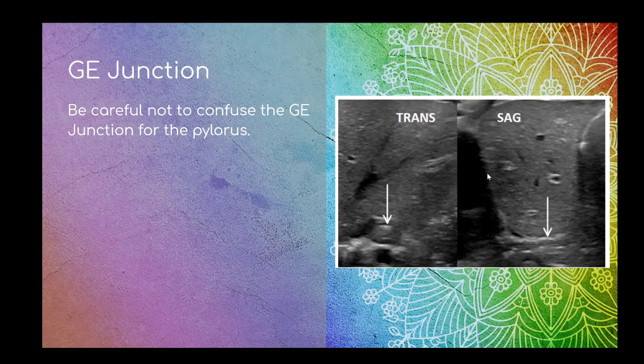But look how superior you are. We're at the diaphragm right here. This is heart, this is liver. We're really high up on the patient. We should actually be below, a little bit closer to the gallbladder if we're finding the true pyloric canal.